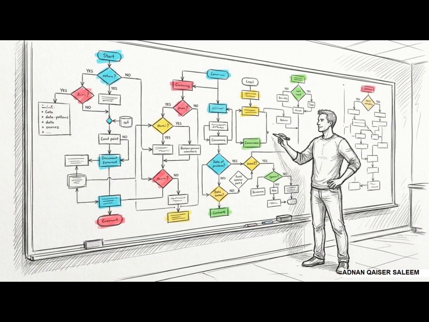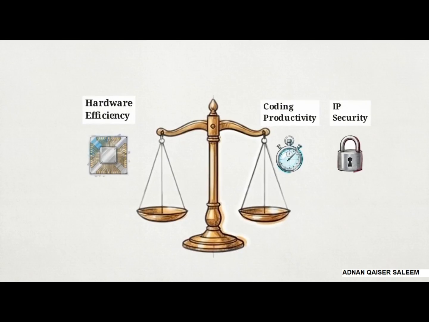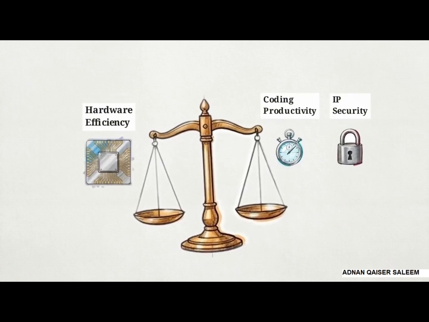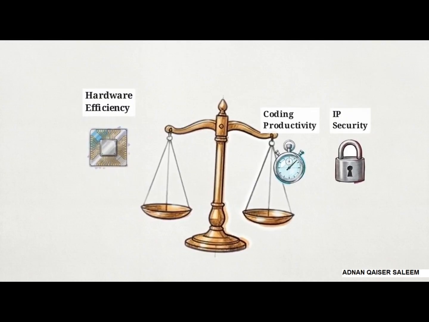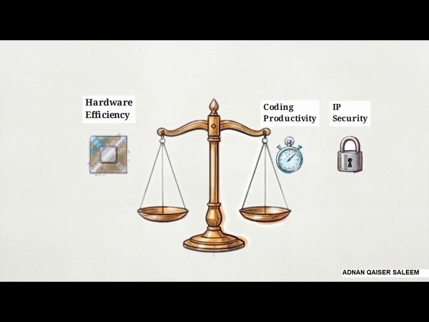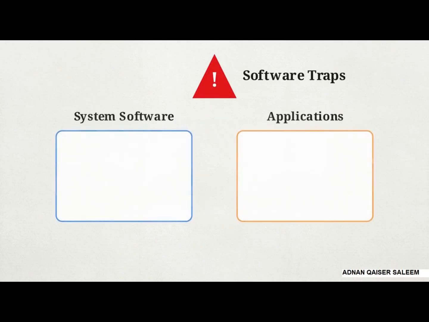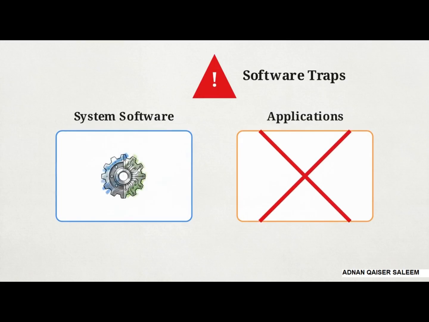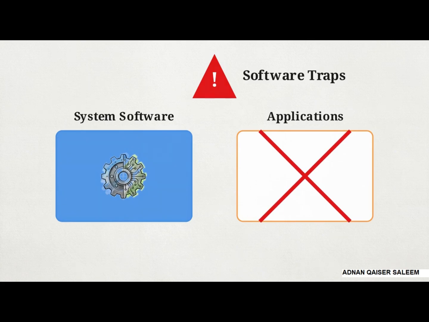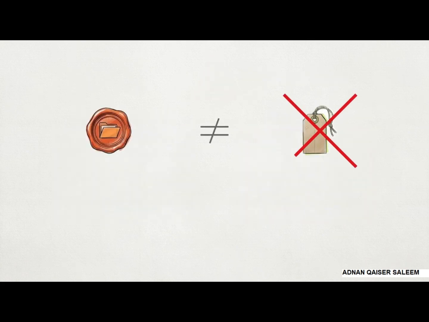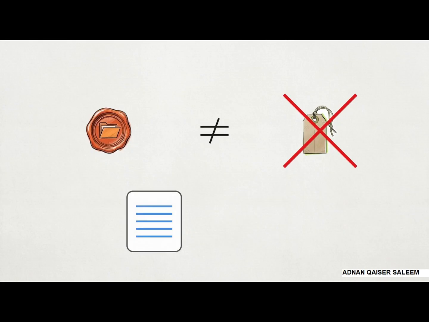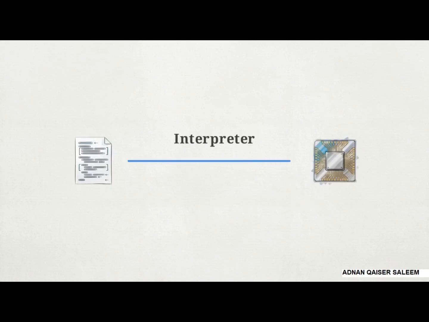Selecting a translator is always a strategic choice. A developer must balance the efficiency of the final hardware execution against their own productivity during coding and the need to keep their intellectual property secure. Let's review a few key traps to avoid on the exam. Remember that utilities are strictly a subcategory of system software, not applications. And open source refers to the legal right to view and modify the code, not whether the software is free to download. Also, keep in mind that interpreters must retranslate the source code every single time the program runs.